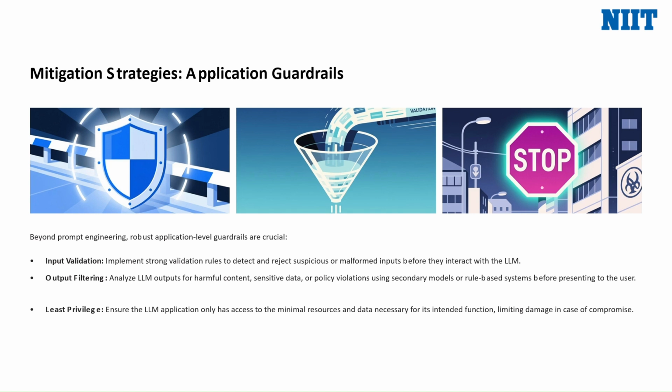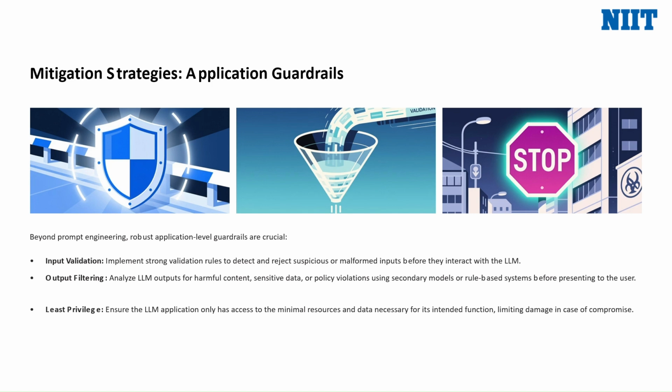And application guardrails, which are three: input validation, output filtering, and least privilege. Input validation is to implement strong validation rules to detect and reject suspicious or malformed inputs before they interact with the LLM. So before they even go as an input, it should be filtered out so that nothing goes into the LLM in the first place.